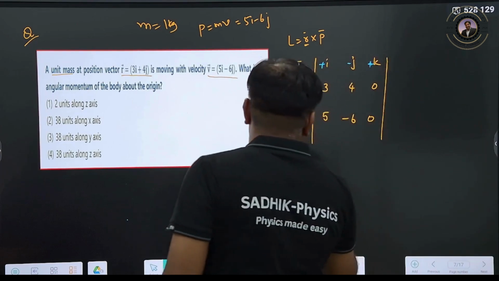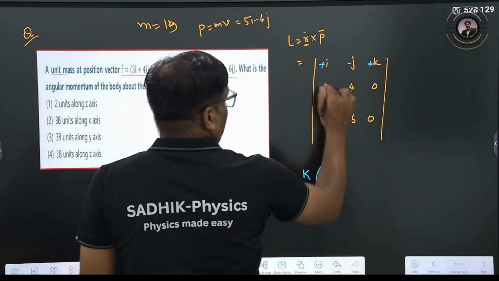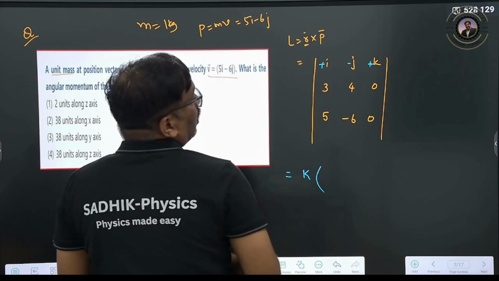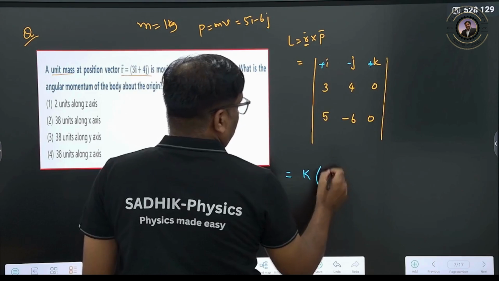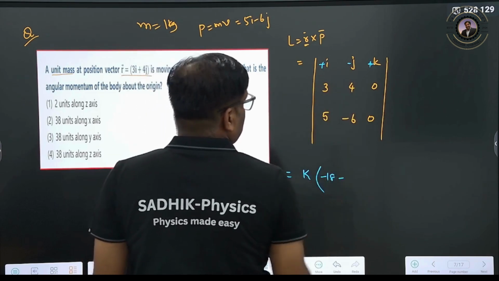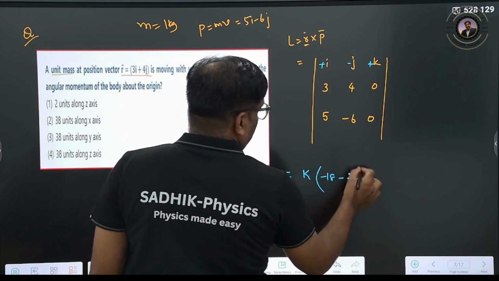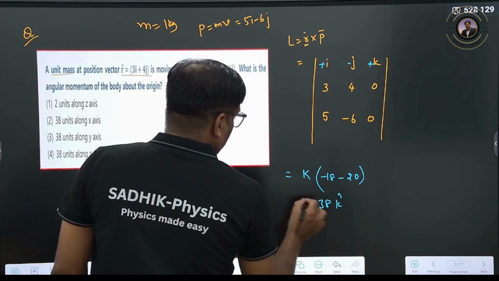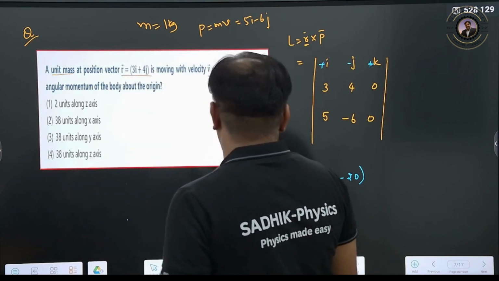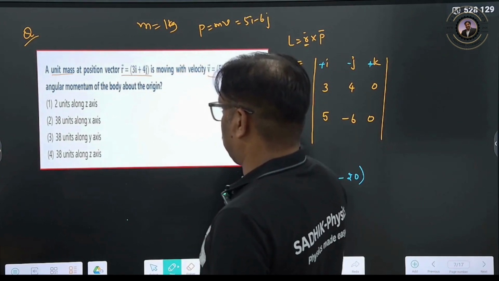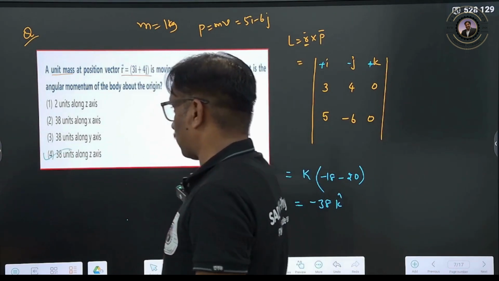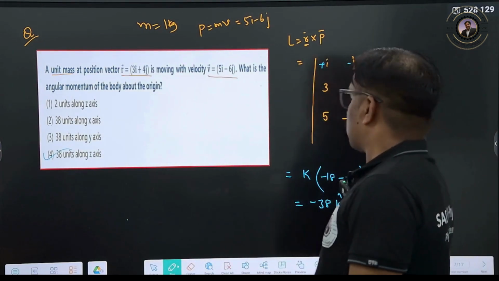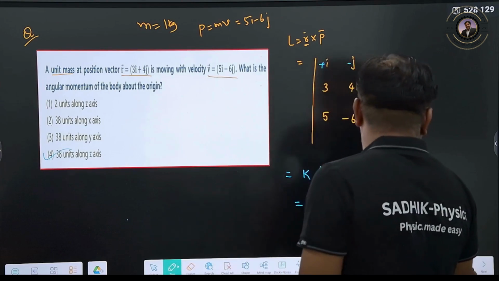You need to write it: k is nothing but AD minus BC. AD means how much? 3 into minus 6, therefore minus 18, and minus BC gives minus 20. So it will be minus 38 k cap. So the angular momentum is minus 38 k cap, that is 38 along the negative z-axis. This will be your answer. Clear? So in this way you can solve it; these are basic questions.